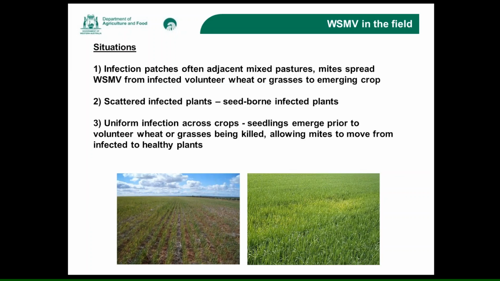You may also see wheat streak being presented as scattered infected plants throughout a wheat crop, and this is normally the result of sowing infected seed. Or you might see uniform infection across a crop, and this is normally the situation where the crop has emerged prior to when the volunteer wheat or grasses that may have been in that paddock have been killed by the herbicide. And in this instance, the mites have moved directly from those infected volunteer plants or grasses onto the healthy plants.